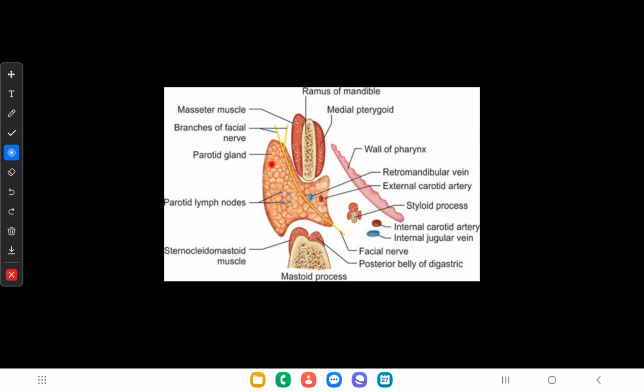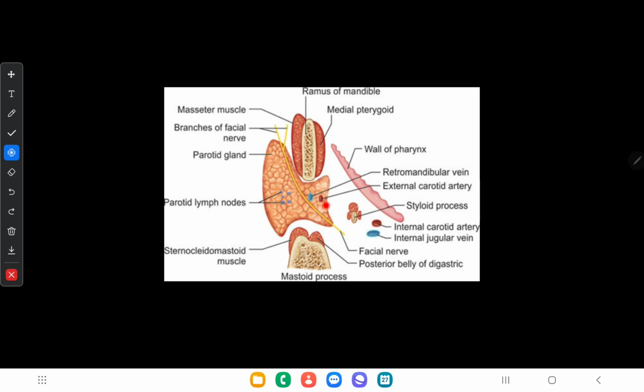The facial nerve and its branches lie in the superficial plane of the parotid gland, like here. Then the retromandibular vein is formed in the substance of the gland by the union of the superficial temporal and maxillary veins. Towards the apex of the gland, the retromandibular vein divides into anterior and posterior divisions. This is the retromandibular vein. Remember that most superficially there is the facial nerve, then you have the retromandibular vein.